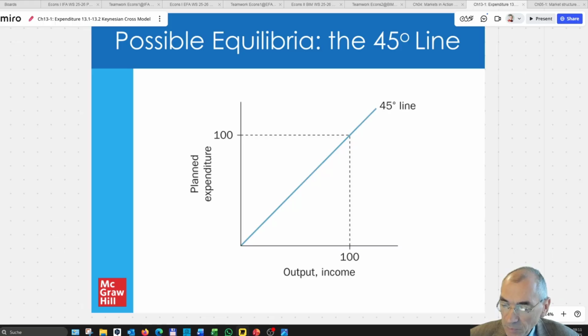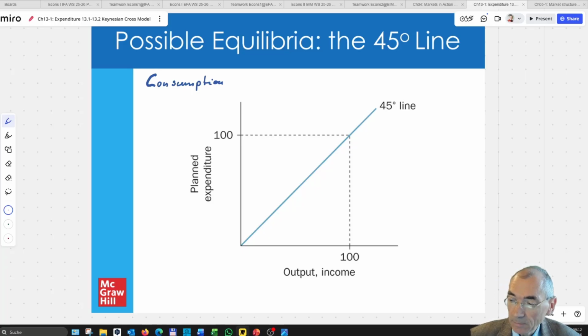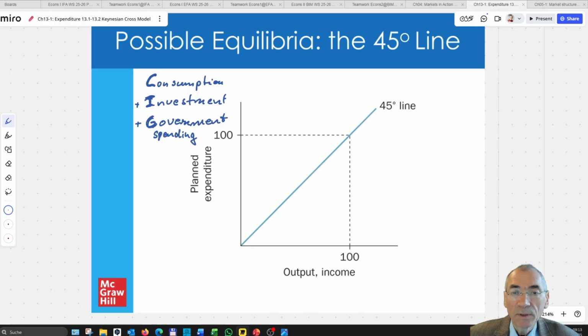So this planned expenditure is basically consumption as the biggest part, as well as investment and also government spending. These are the domestic parts, for a closed economy without international trade, that we used in the expenditure approach to compute the GDP. So planned expenditure, PE, is on the vertical axis, and on the horizontal axis you see output income.